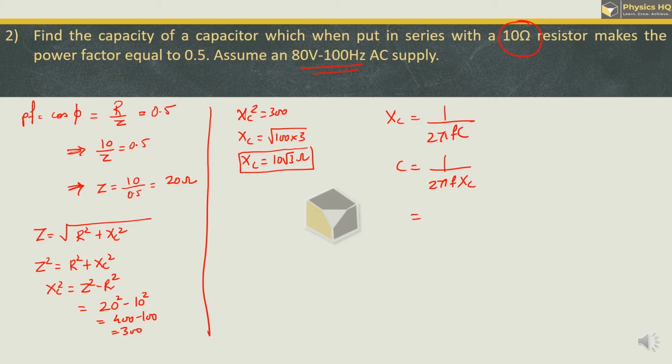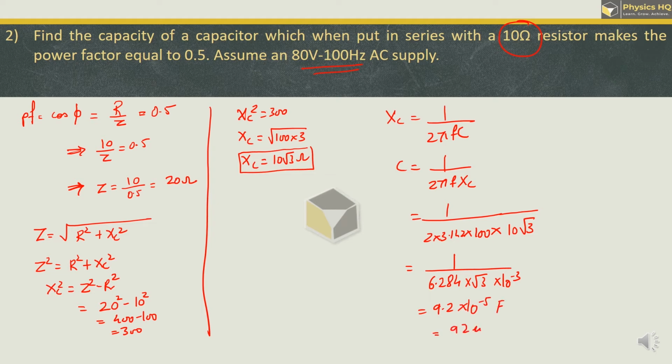Let us put the values. 1 upon 2 into 3.142. Frequency is given as 100. Xc is 10 root 3. So we can multiply this. We will have 6.284 into root 3 into 10 raised to minus 3, which will go above and become 10 raised to 3. Now we need to use log over here, and the final answer that we get is 9.2 into 10 raised to minus 5 farad, or you can write it as 92 microfarad.